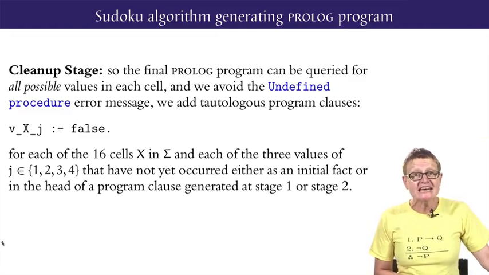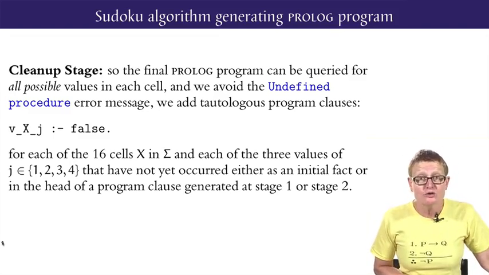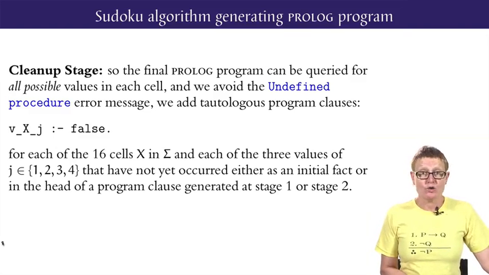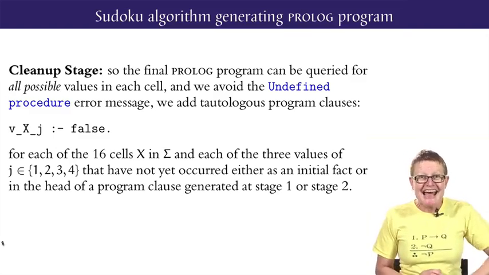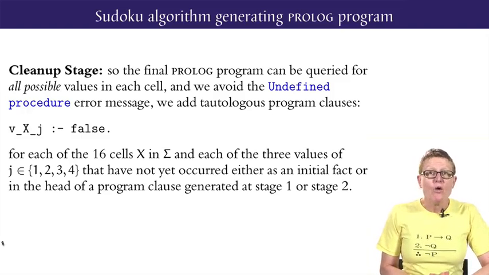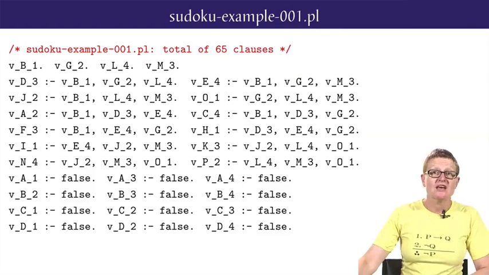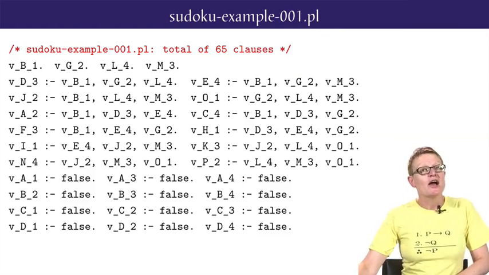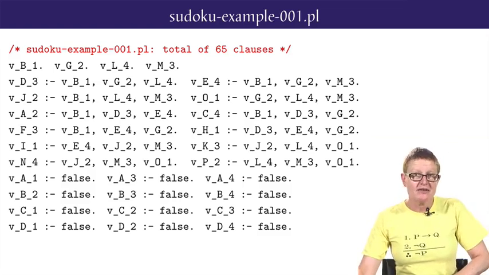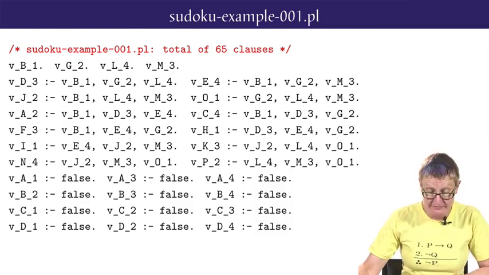The final cleanup stage is to add a P if false tautology program clause for each of the other 48 cell value atoms. This allows us to query all possible values of a cell. So here is a complete listing of a PROLOG program generated by the algorithm for Sudoku example 001.